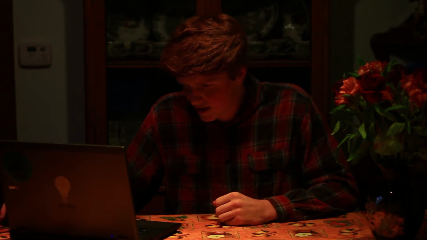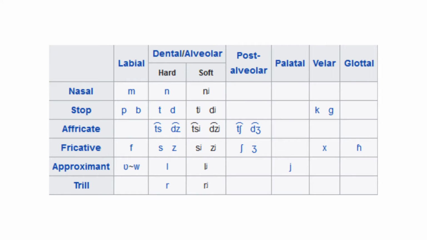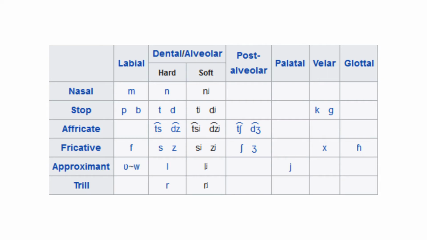On the next slide, we have the phonological chart for Ukrainian. It shows the glottal fricative there, which is in the word plow. It's the sound you make in the back of your throat. And then you have the velar fricative.